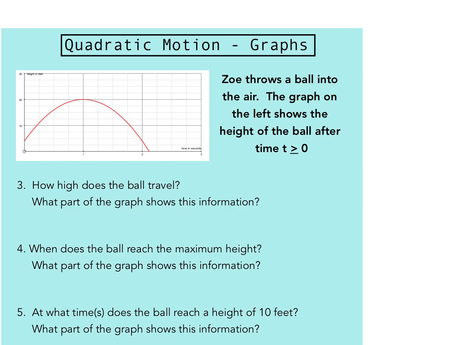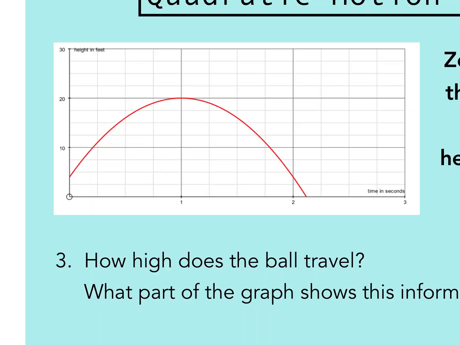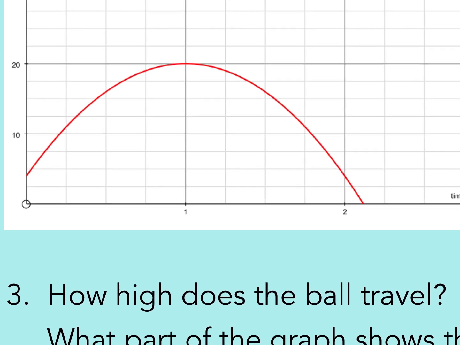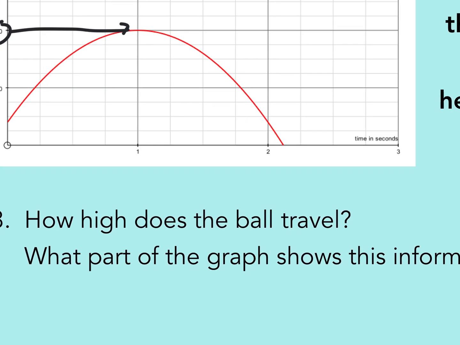Quadratic motion graphs again. It's got the same exact graph. How high does the ball travel? Oh, that's pretty easy. Look. Can you see it from the graph? How high did it go? 20. What part of the graph shows this? It's got a name, starts with a V. Vertex.